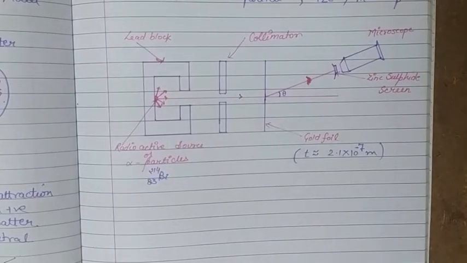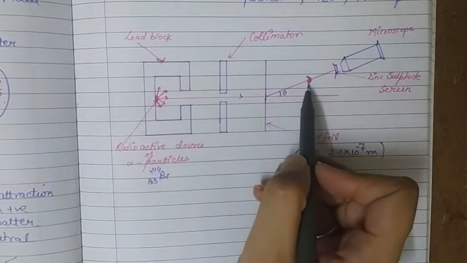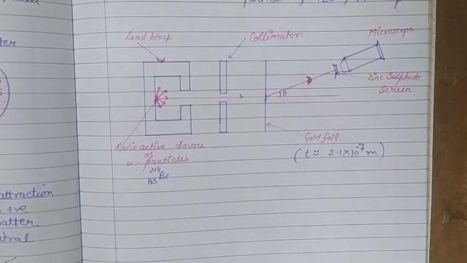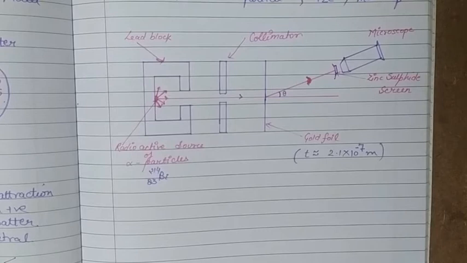The microscope won't be able to see the alpha particle directly. It will detect the flash which was created by the alpha particle when it hit this zinc sulfide screen. So that's how this whole apparatus works. Now after this experimental arrangement or setup, let's move to the observations.